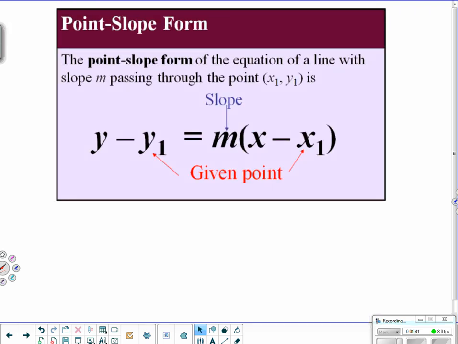Point slope form is often a very convenient form to use if I know the slope of a line and a point that it passes through. So here you can see we pick up our slope, that's where that belongs, and then we get the ordered pair. We have an x sub 1 and a y sub 1, giving us this point (x1, y1), and this line would go through it.